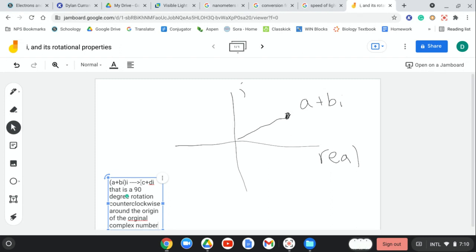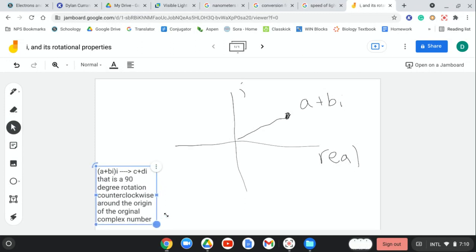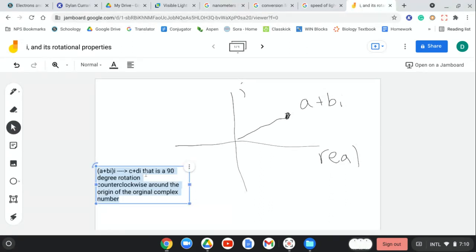So if you've ever dealt with complex numbers, or worked with them in high school, sometimes you'll hear that i has a tendency to rotate things about the complex plane. And if you ever wondered what that meant, this is what it means. If you take a number in the complex plane and multiply it by i, you end up getting a new complex number that's a 90-degree rotation of the original one. And I'm going to prove that for you really quickly.